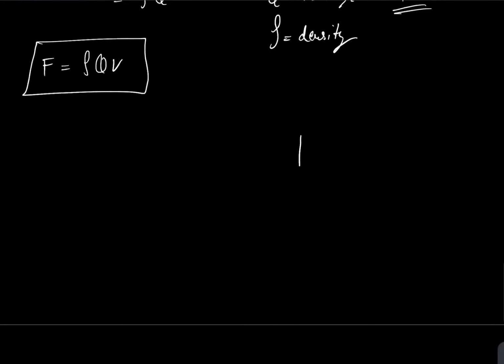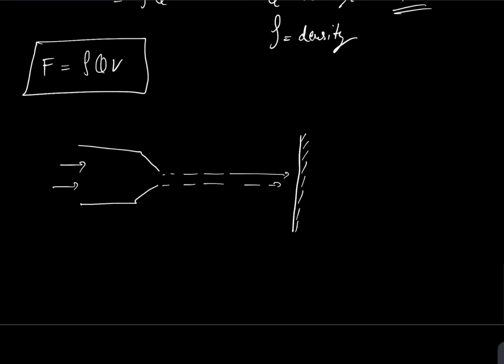Let's say this is my wall, a stationary wall basically, and here I have a flow. The flow comes out of here and impinges on the wall, like this. Let's say this has velocity v. Now here the velocity will come out to be 0. Let's say v1 is the velocity with which the fluid strikes the wall, and v2 will be equal to 0, right?